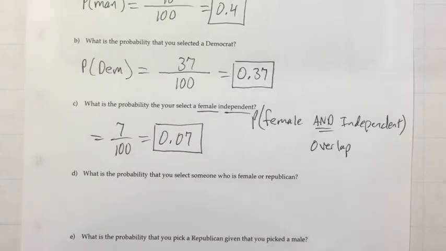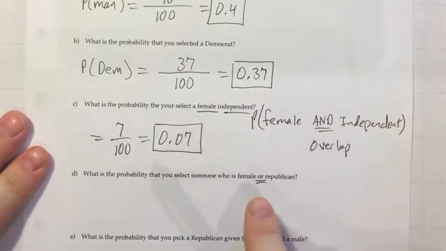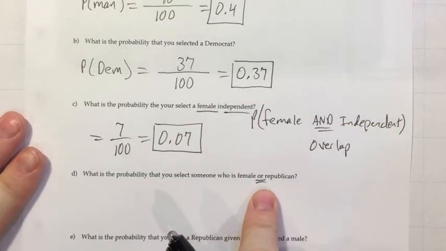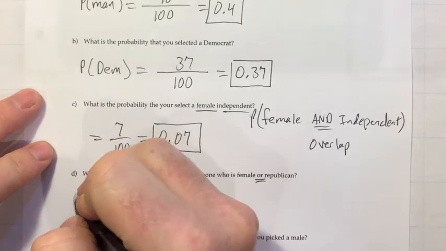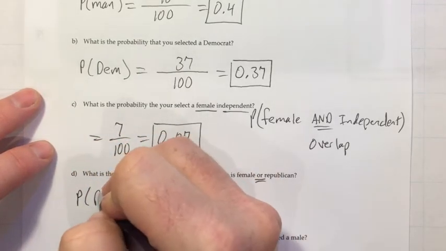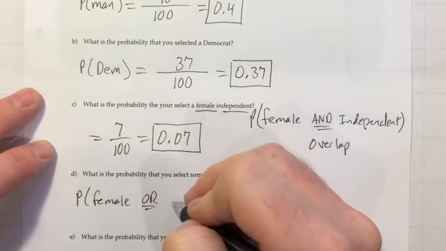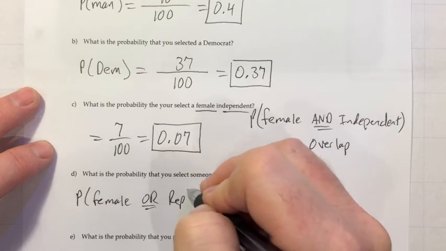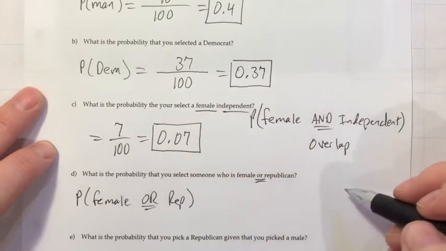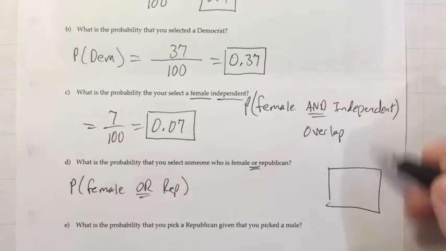What is the probability that you select someone who is a female or a Republican? So very straightforward on the wording this time. It has the word or right in it. So we're looking for the probability that it's female voter or Republican. All right, so how do you do that with the Venn diagram sort of thought? What do you do with an or?